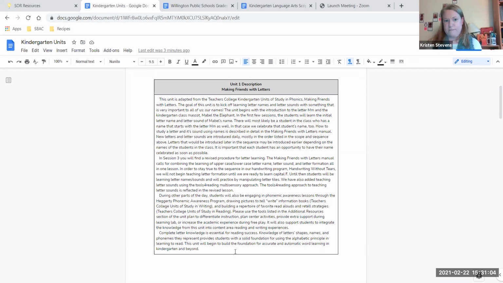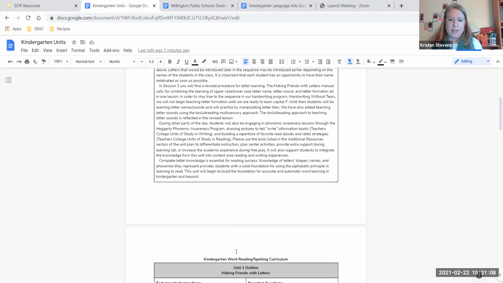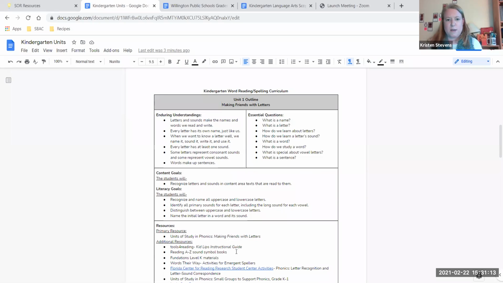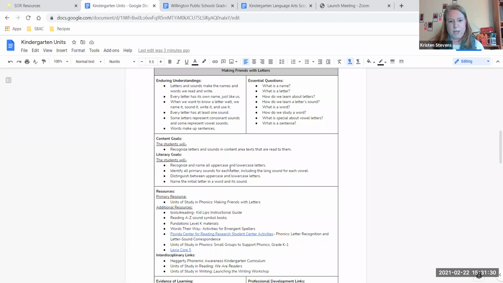That's just a 4-paragraph overview. Then you go to the unit plan. So it starts with the enduring understandings and essential questions. Those did not come from the unit. I just took the unit and then I came up with essential questions and enduring understandings that would fit with the unit, the goals of the unit.